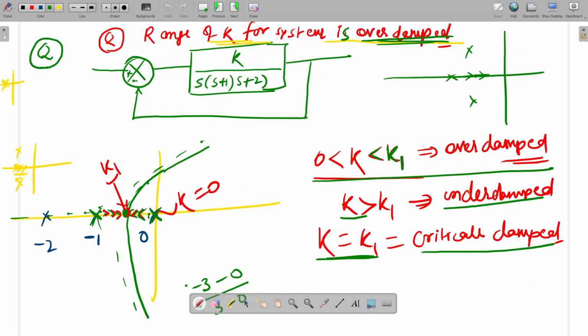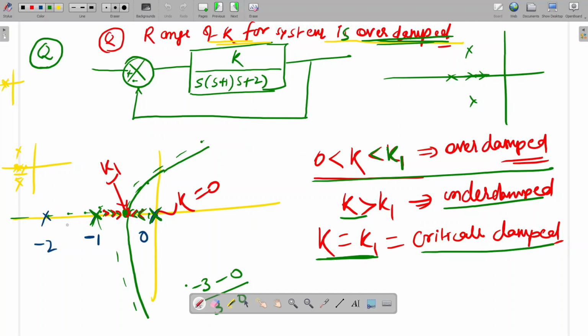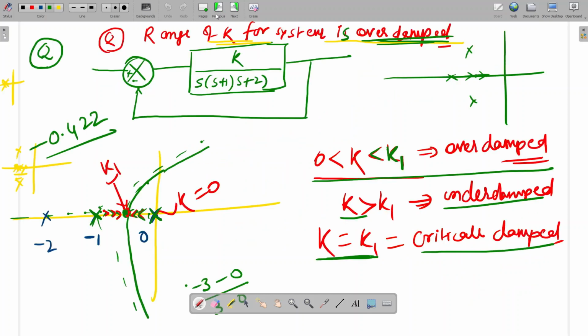See, minus 1.577 is not correct because it is not lying on the root locus, it is coming outside between minus 1 and minus 2. So minus 0.422 is the correct breakaway point. S is equal to minus 0.422. Is it clear up to now? So this point will be minus 0.422.